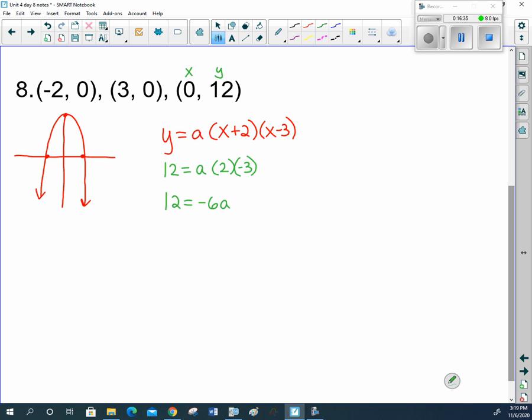Divide by -6. So a equals 12 divided by -6, which is -2. That corresponds with our graph. It's a negative number, and our graph is pointing down. So our final answer is going to be y equals -2 times (x plus 2) and (x subtract 3). That gives us a good equation. We can leave it like that. We don't need to multiply it out. We don't have to.